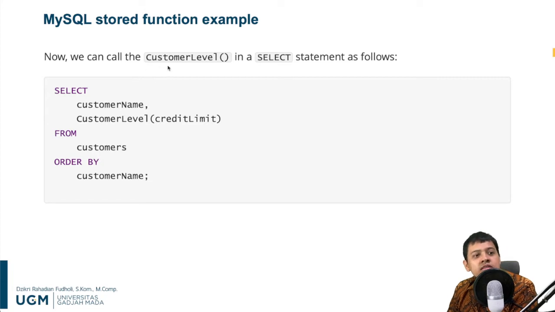Now we can call the customer level in the select statement. So for example, here we have the customer name. We select customer name, and then we call the function. We call the customer level with the credit limit as the parameter. This is the credit limit that is associated with this customer name. So in just one query, from table customer, ordered by customer name.